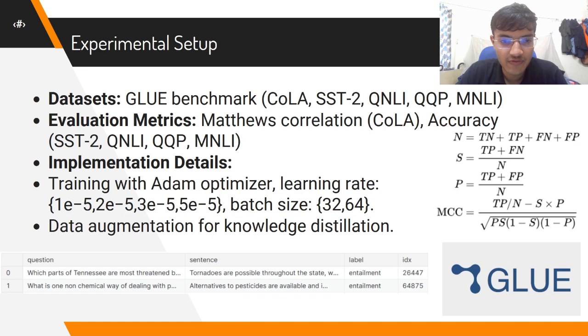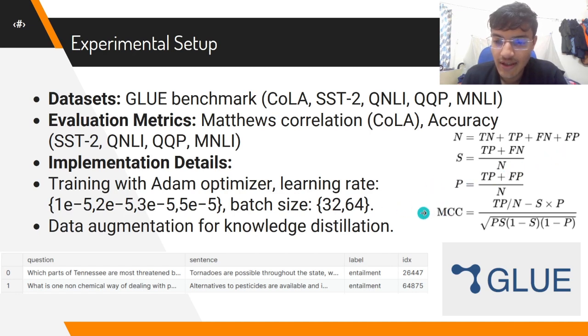In this paper, they have used the GLUE benchmark dataset, which consists of datasets like CoLA, SST2, QNLI, QQP, MNLI, and in evaluation metrics, we have used Matthews correlation for CoLA and accuracy for the other datasets. The formula for Matthews correlation is given here. We calculate three quantities N, S, and P, which are in terms of true negative, true positive, false negative, and false positive.